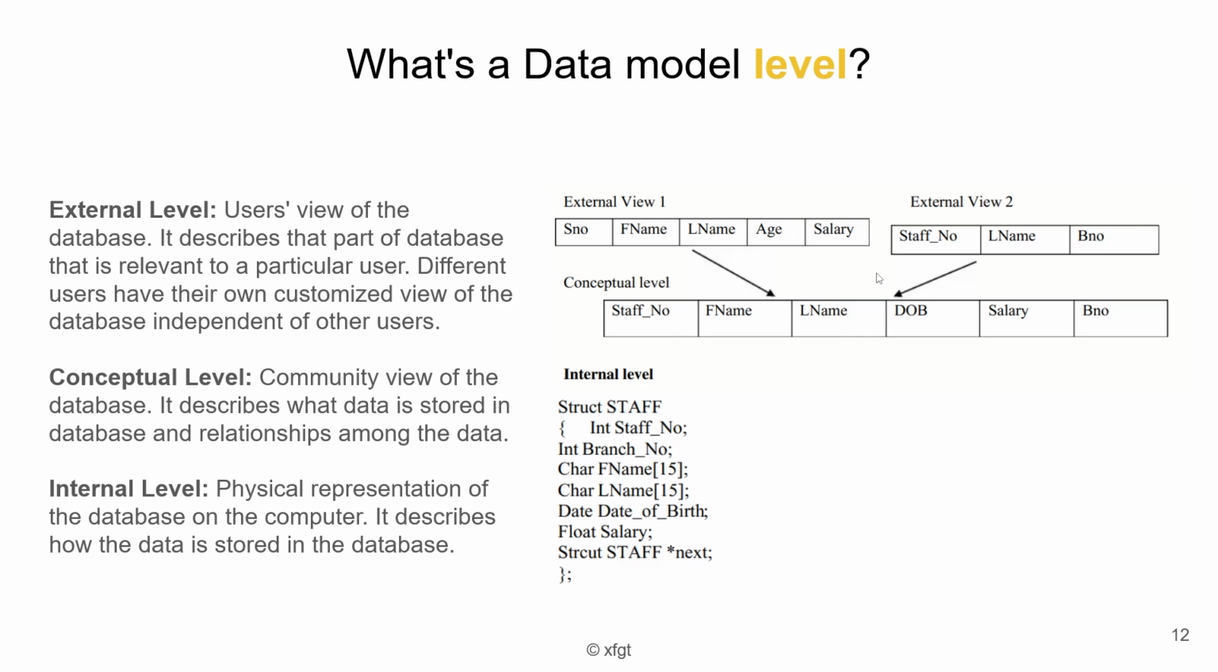As you can see here, we have view 1, which is just part of the arguments that are described with the whole schema. External view 2 shows the same thing but with a smaller set. Next, we have the conceptual level, which just shows what data is stored and how it's related to different data without worrying how it looks on the disk.